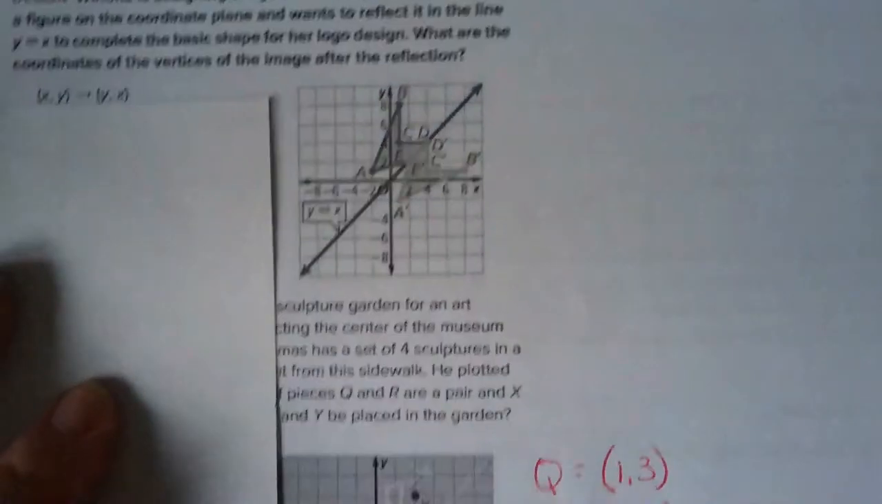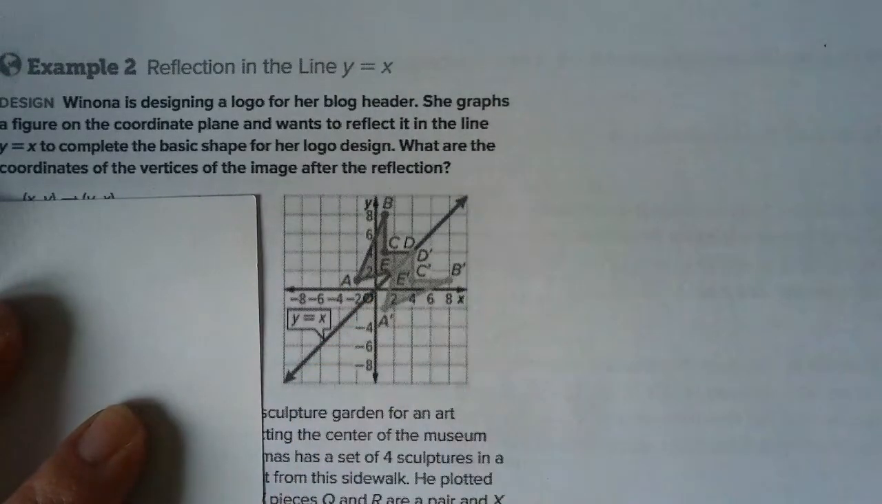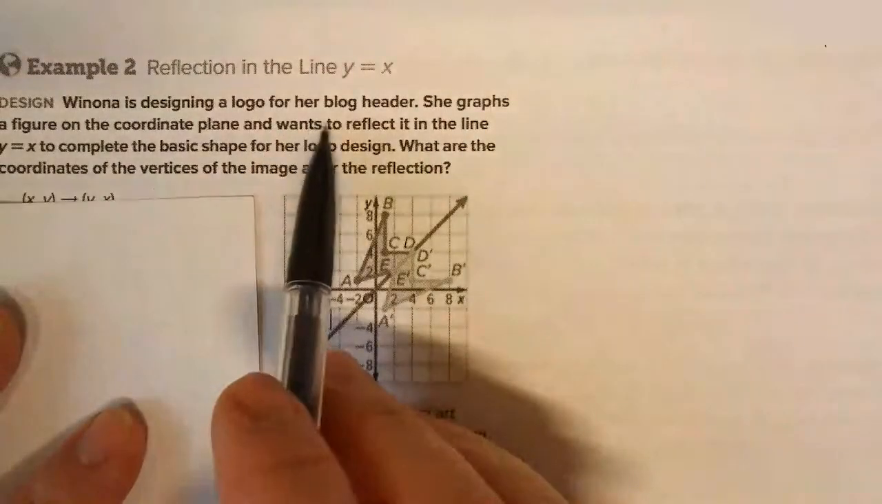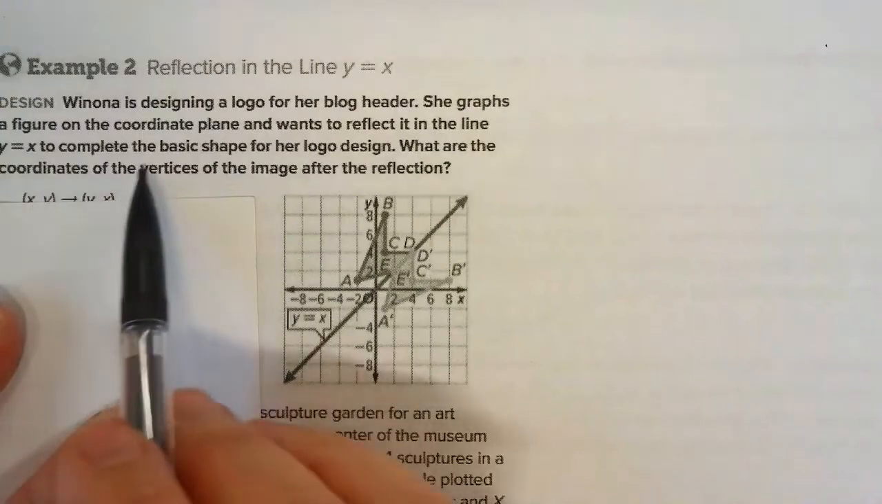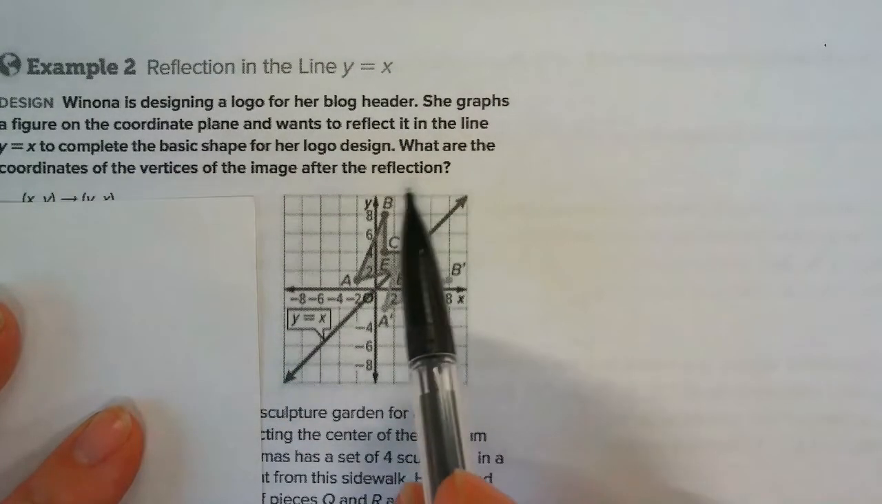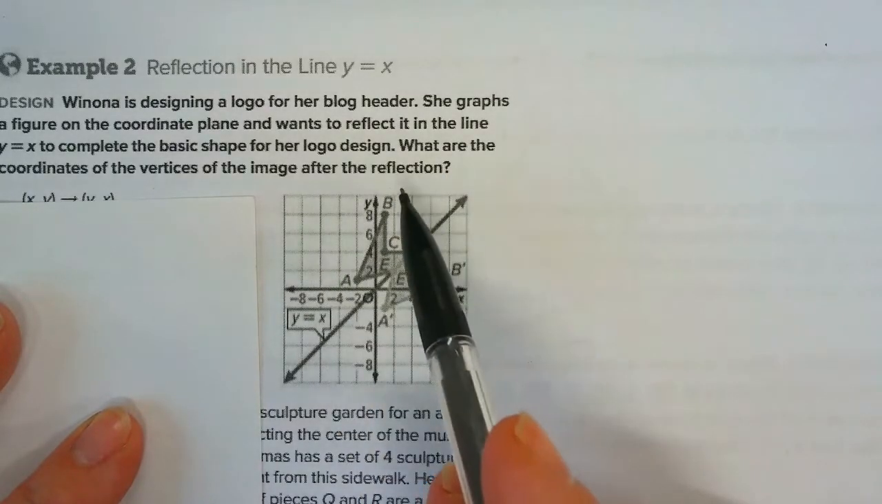All right, one more here. This last one is showing you how we're going to reflect across the line y equals x. Winona is designing a logo for her blog header. She graphs a figure on the coordinate plane and wants to reflect it in the line y equals x to complete the basic shape for her logo design. What are the coordinates of those vertices?